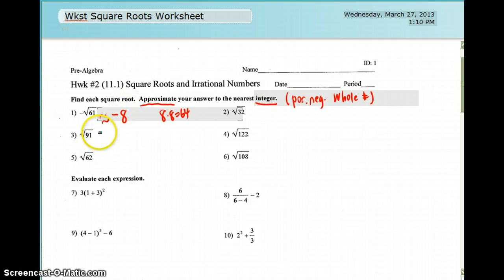Number 3, 91 is going to be close to 9 because 9 times 9 is 81. Actually, I think it's 10 because 10 times 10 is 100, and 91 is actually going to be a little closer to 10. So that's going to be my answer. I don't want to have decimals in my answers. I'm rounding it to the nearest integer and approximating it that way. Number 5 is about 8.